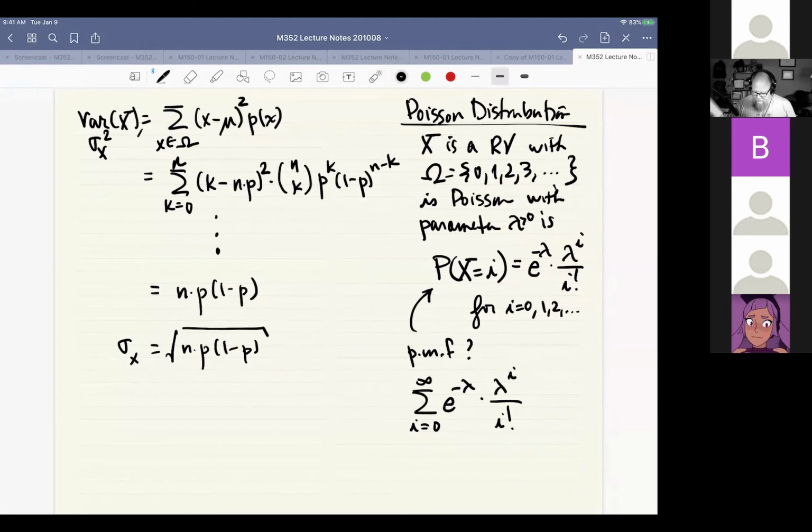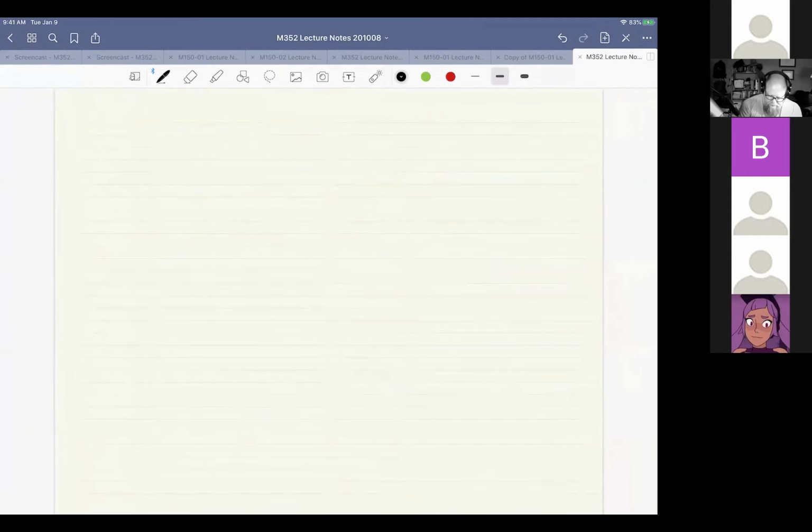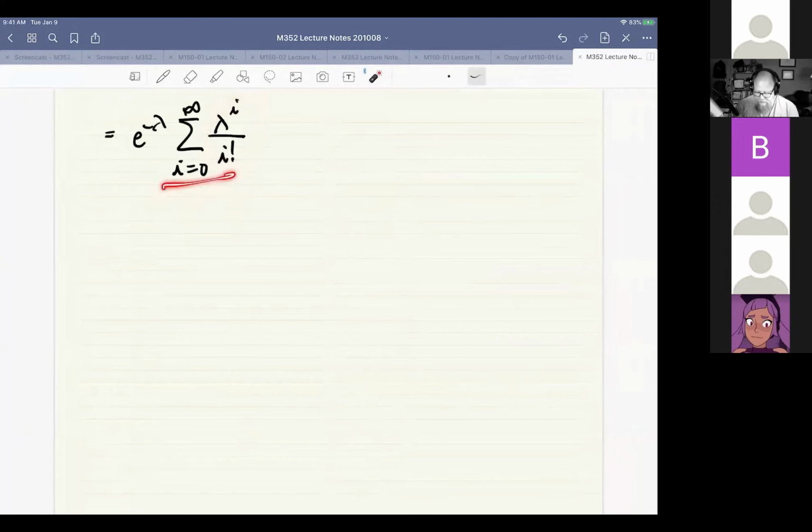Now, this e to the minus lambda can come out. We can pull it out because it doesn't have an index in it. Okay. Now, your Calc 2 siren should be going off because you see that this right here is an infinite series. And if you do the ratio test on the terms, you'll see that this series converges.